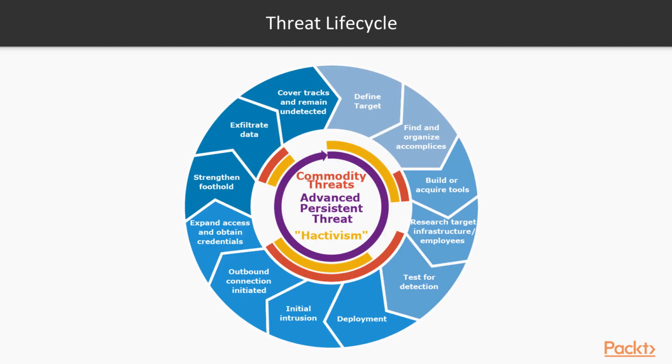This is the general methodology of how an attacker will find, exploit, and take advantage of a system. It's by defining their targets, building and acquiring tools, researching a target and its infrastructure, testing for detection, deployment, and initial intrusion. The enumeration steps on which we are focusing are between deployment and testing for detection in developing tools. This is knowing and understanding what is on our network, or knowing and understanding what the potential threat vector is for an attacker to exploit.